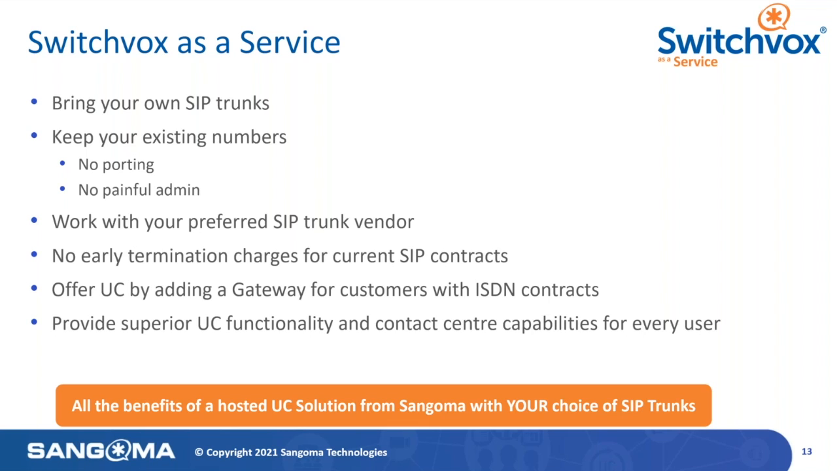Sangoma has gateways in its portfolio, so you can also add UC to customers who have ISDN contracts. So you continue with the ISDN contract, deploy Switchvox Cloud, and stick a gateway in the middle to convert from SIP to ISDN. And of course, one of the advantages of Switchvox is providing the superior unified communications functionality, contact centers, all of that good stuff, and allow that out to every user. So Switchvox as a service, as you guessed, is bring your own SIP trunks to Switchvox.